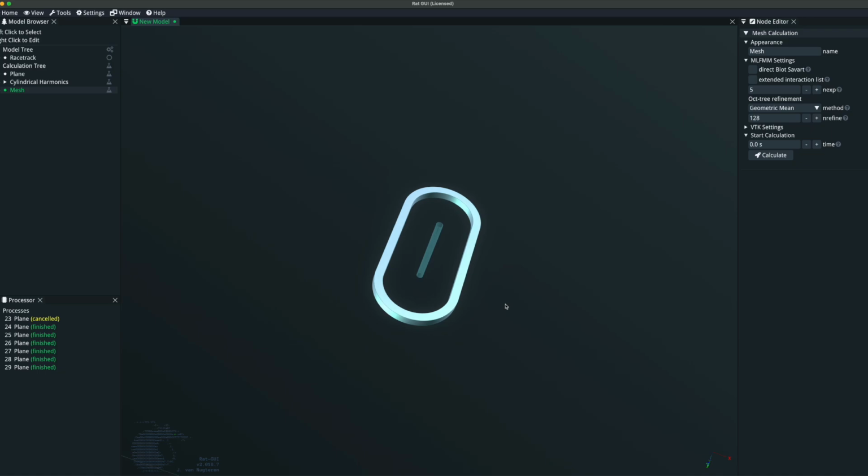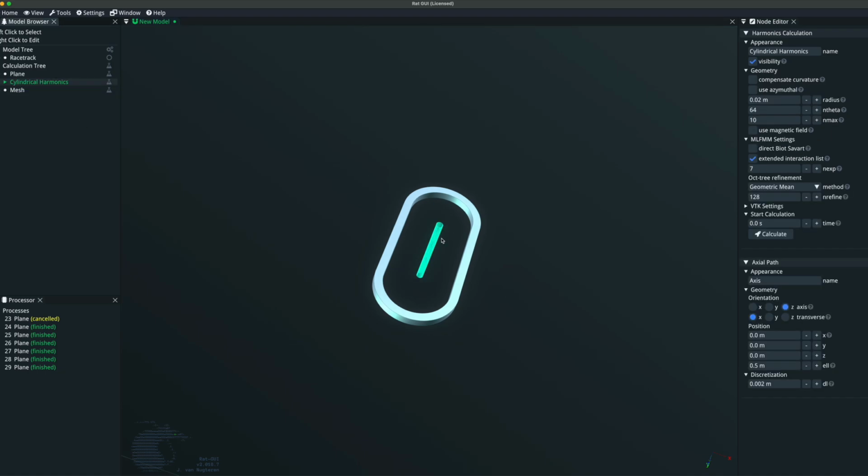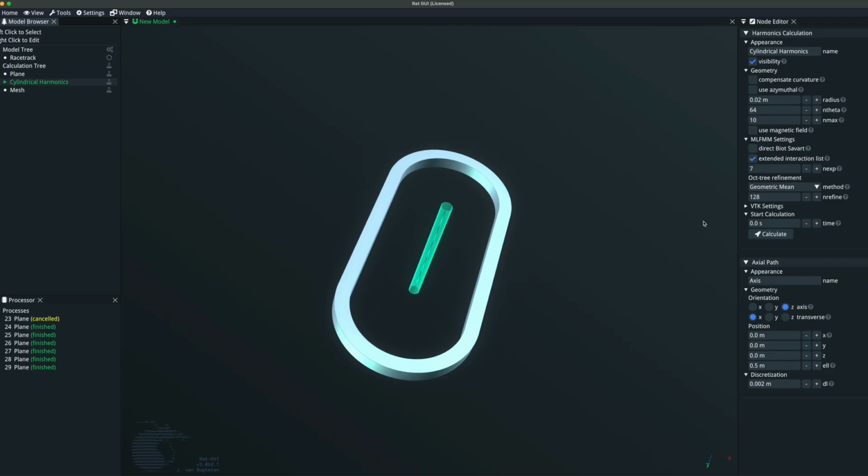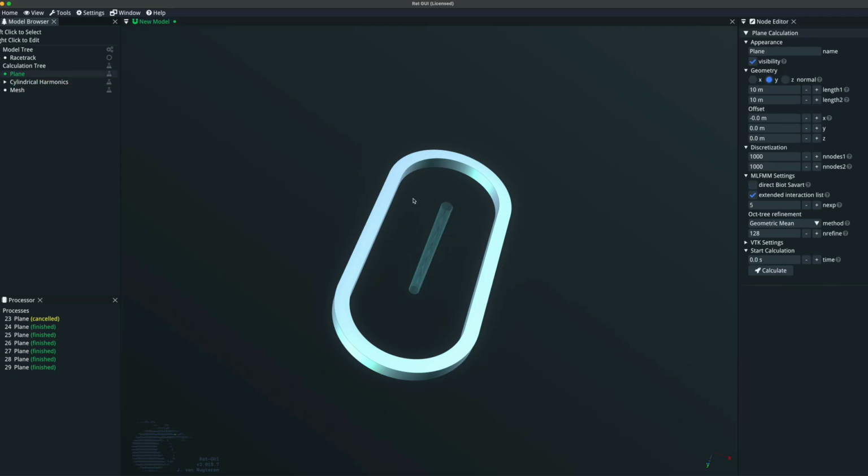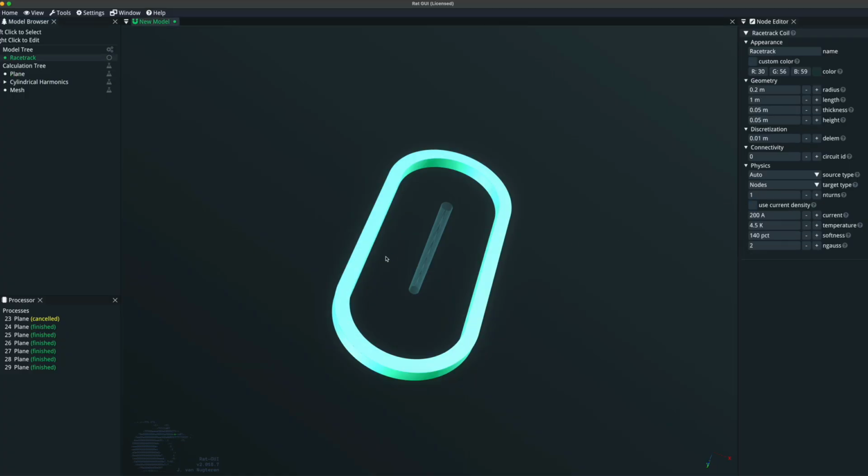That's already taken into account in the default settings in Rat, that for some calculations like the harmonics you need very good accuracy, and therefore you want a higher number of expansions, while in the plane calculation and other calculations 5 is fine. You still want an extended interaction list, but for the mesh calculation it's less necessary. All right, this is what I wanted to show you today.